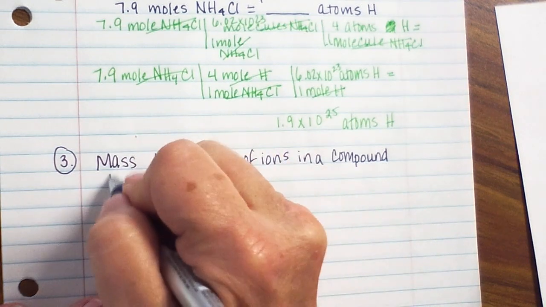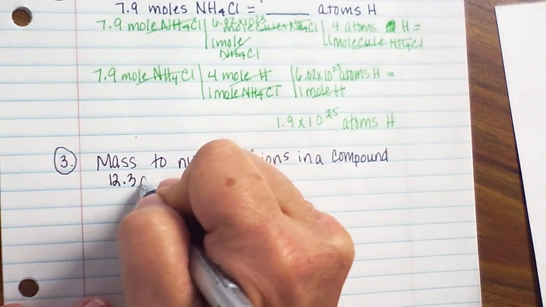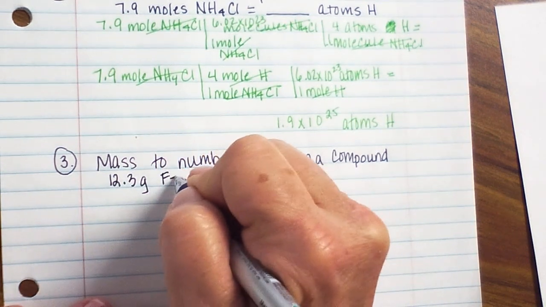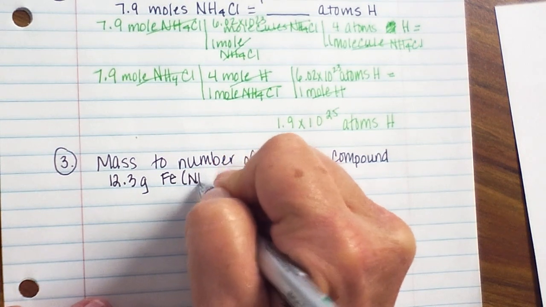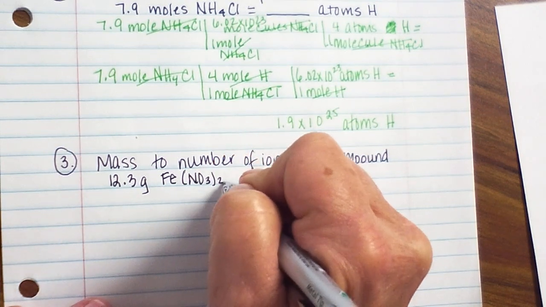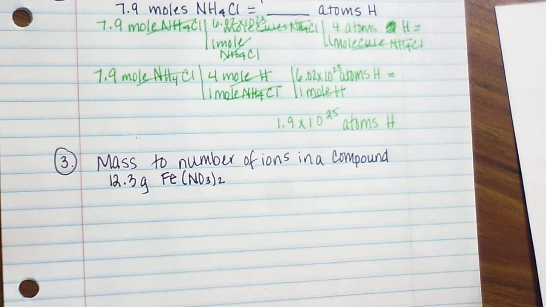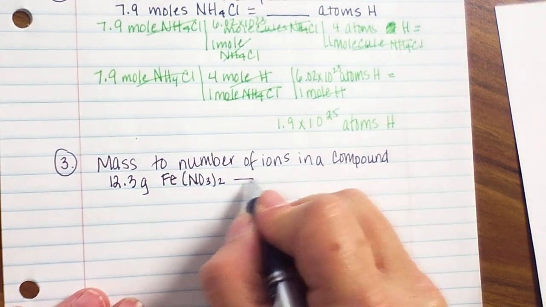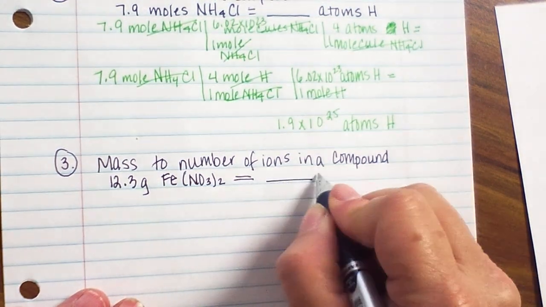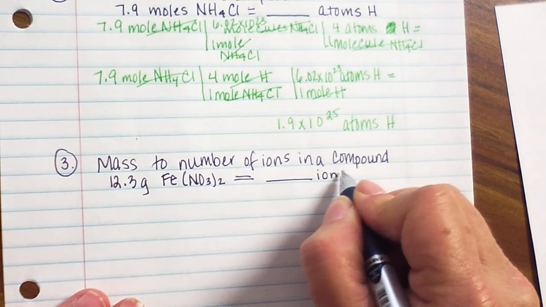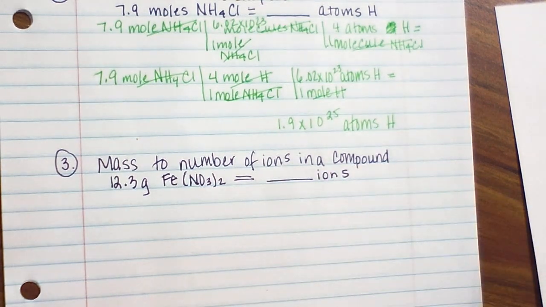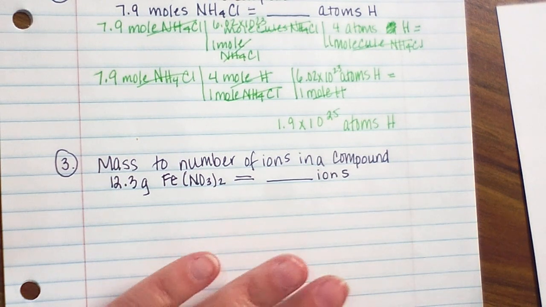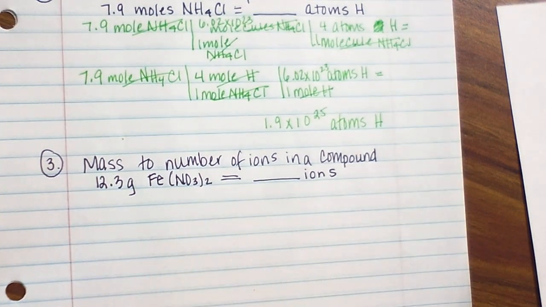So the problem we're going to work with is 12.3 grams of iron 2 nitrate. And what I want to know is, equals how many ions? So the first thing that we would need to know here is, in 1 molecule of iron nitrate, how many ions are there?